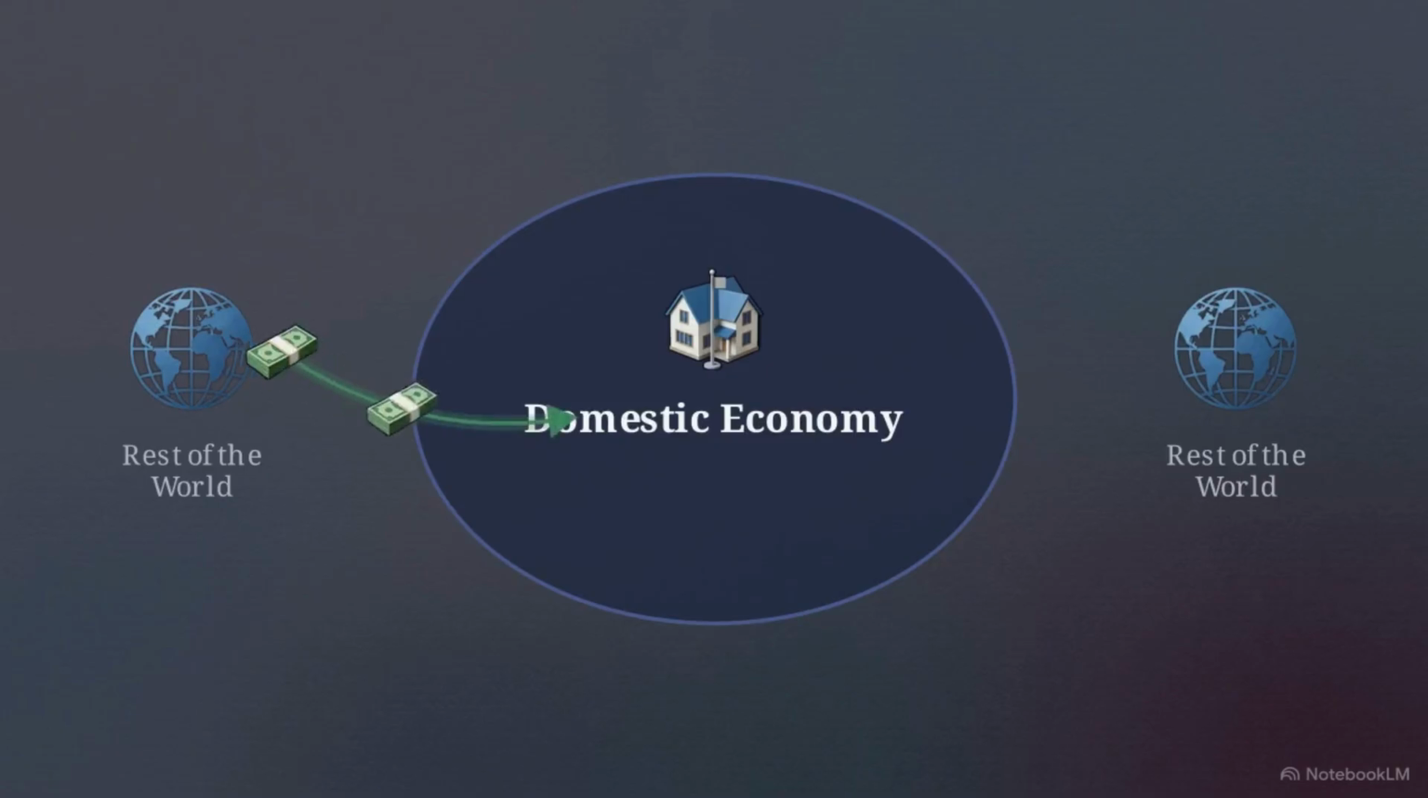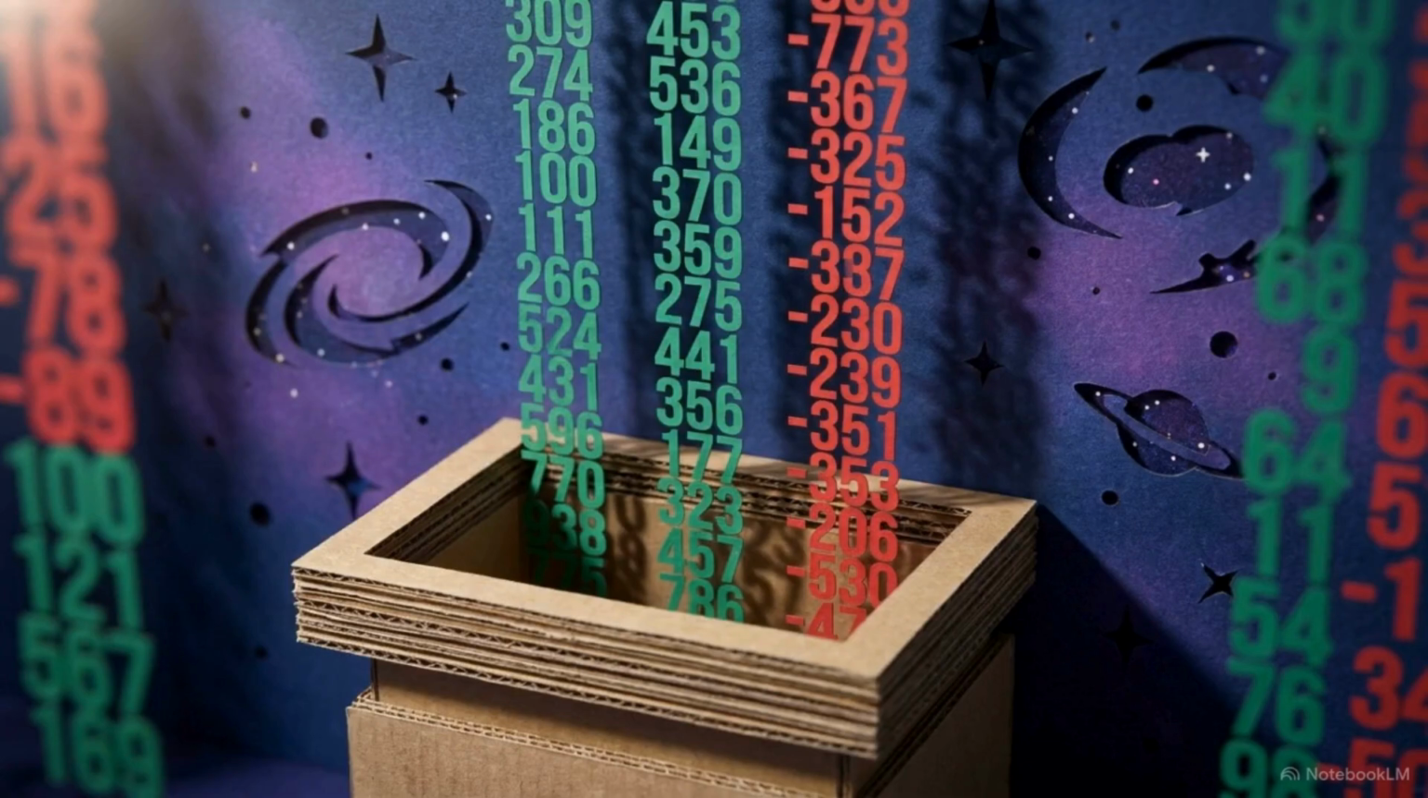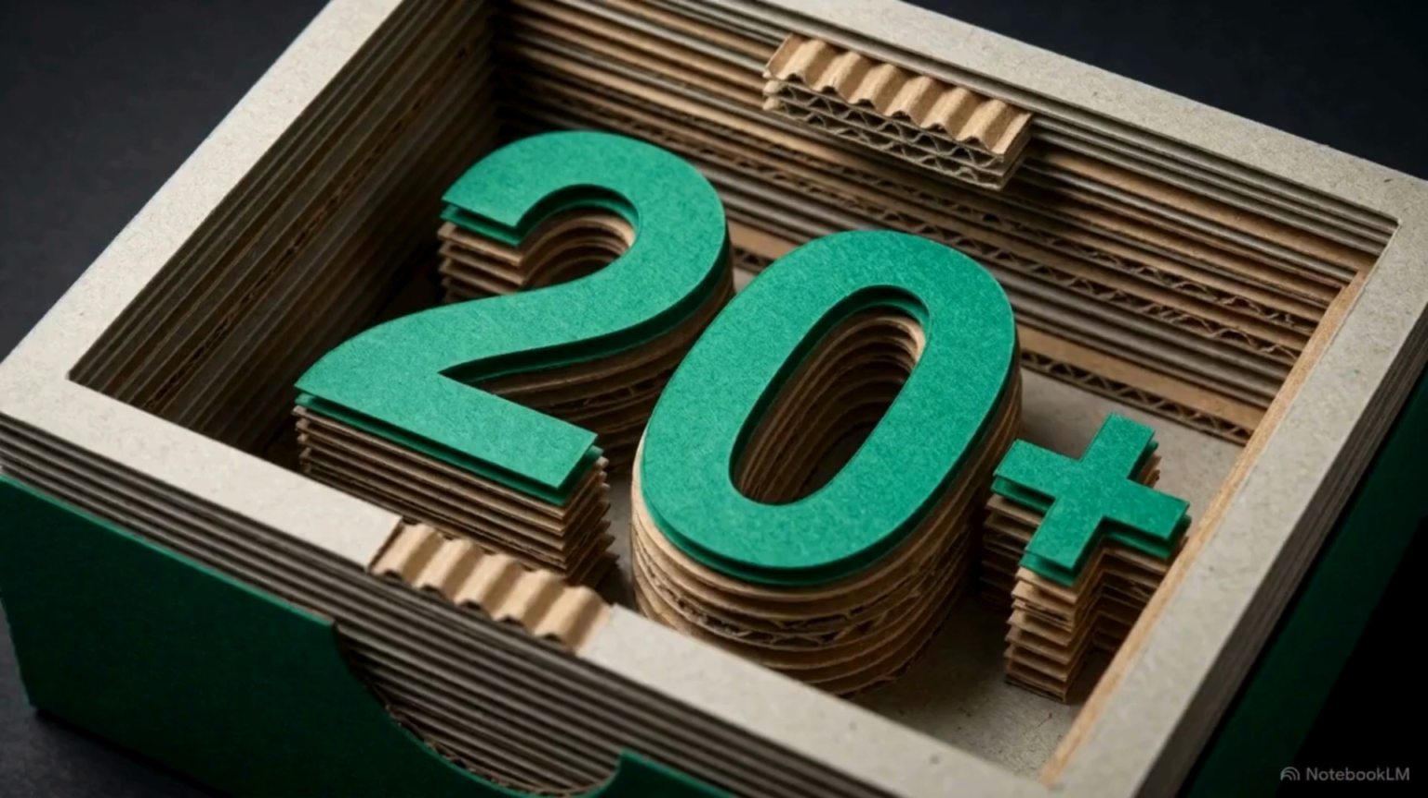Any transaction that brings money into the country is recorded as a credit, while any transaction that sends money out is a debit. Tallying these credits and debits allows us to determine the actual direction of a nation's wealth, whether it is earning a surplus or running a deficit on the global stage.